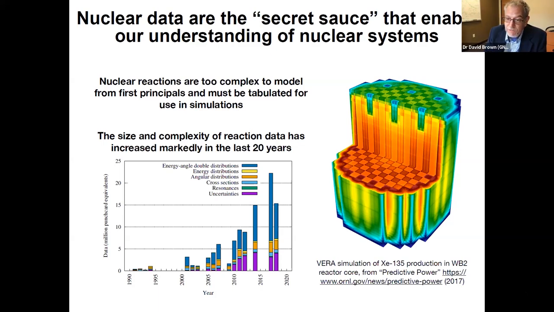a VERA simulation of a WB2 reactor core, and this is the Xenon-135 production. So to make this plot you would of course need all the neutron interaction data, but you also need fission product yield data too, because that's what xenon is, and heating data and a whole variety of other things. And you couldn't have done it without the underlying nuclear data. Next slide.